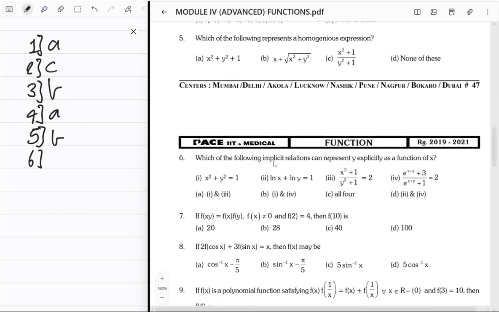Which of the following implicit relations can represent y explicitly as a function of x? This, no. This, okay, natural log of x times y is equal to 1. Wait, x and y both must be positive. That's important. But I guess you can actually represent it as a function. Natural log of x times y is equal to 1, so x times y must be e to the power 1. So y is equal to e upon x, right? Of course, the domain is just 0 to infinity, not inclusive.